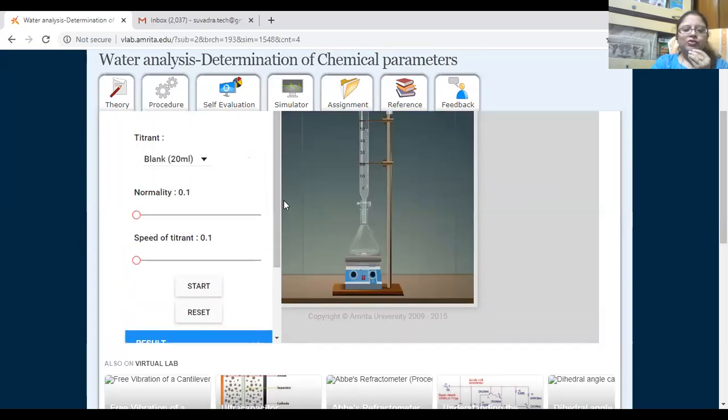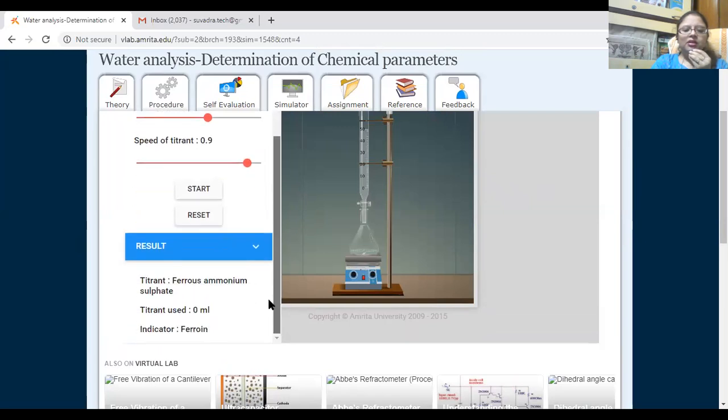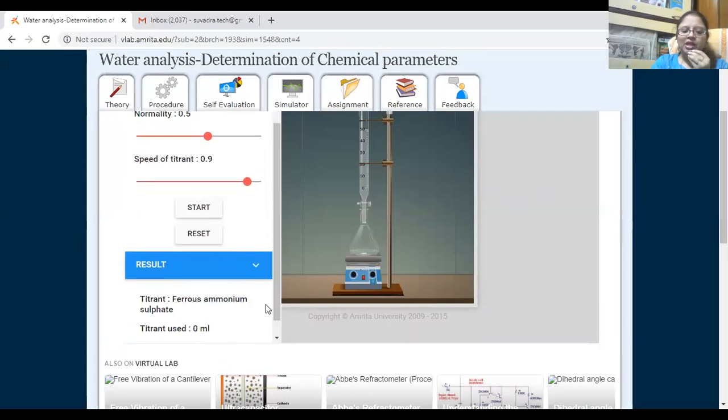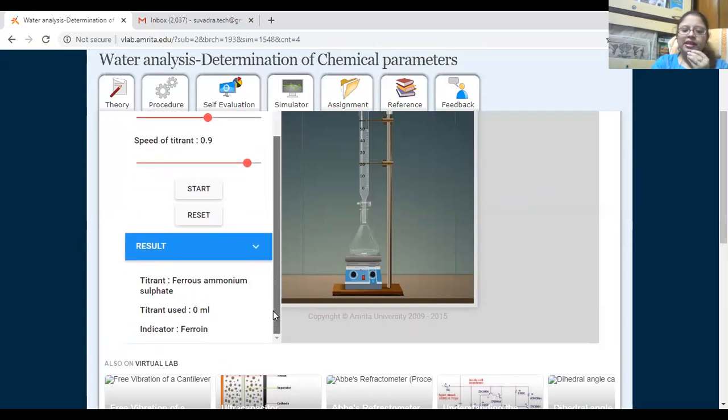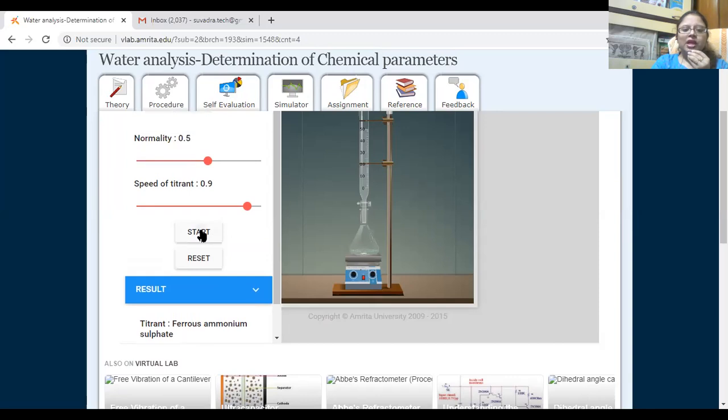For titration we have to set different parameters. Blank, we have taken blank over here. Normality I am setting to 0.5. Speed of the titrant I am taking in a speedy manner, 0.9. See, here the titrant is ferrous ammonium sulfate. You are titrating the whole material against ferrous ammonium sulfate, and the indicator is ferroin, which is a redox indicator. I already discussed it. So I am starting the titration.